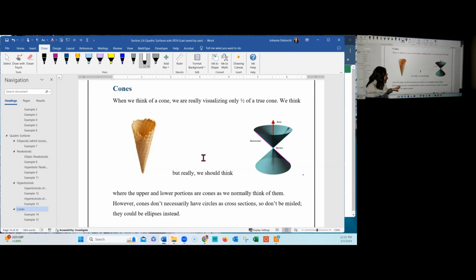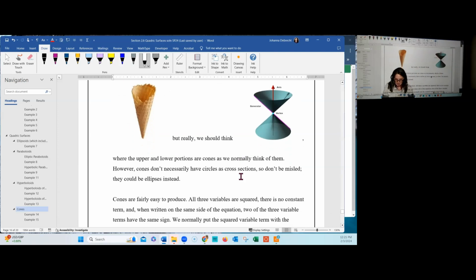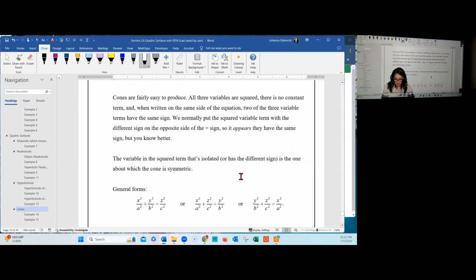So when we're thinking about a cone, we should be thinking about the double napped cone. And we'll see how we can get just half of one if we want to. Now, these are fairly easy to produce. All three variables are squared as they were in the equation of a sphere. There's no constant term, however, and when written on the same side of the equation, two of the three variable terms have the same sign and one is opposite. So these look like this, all right?